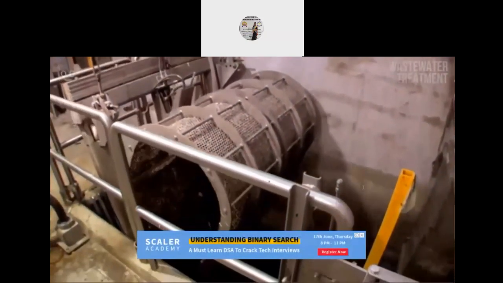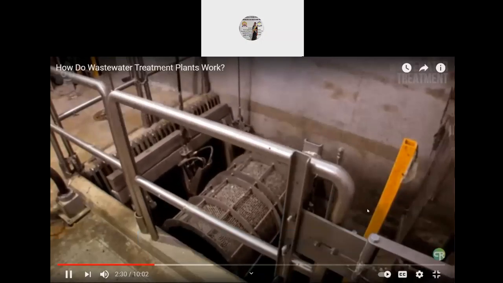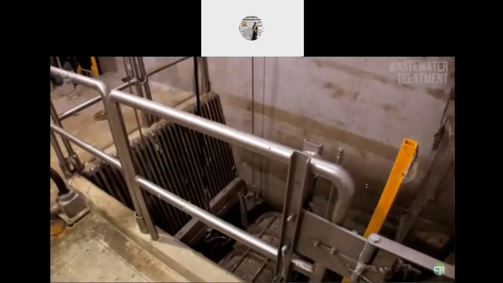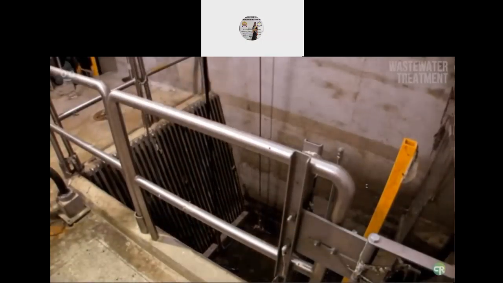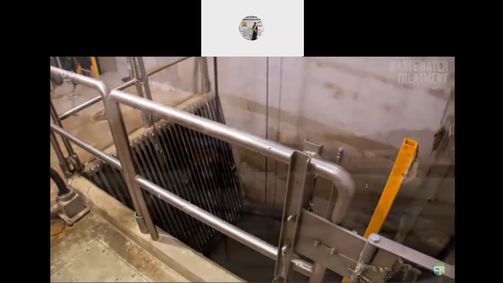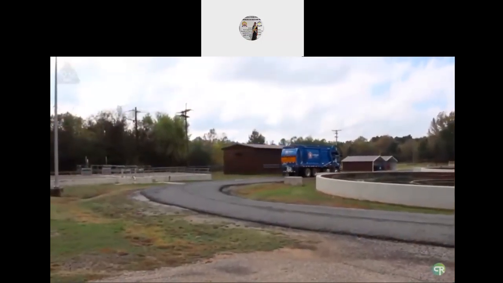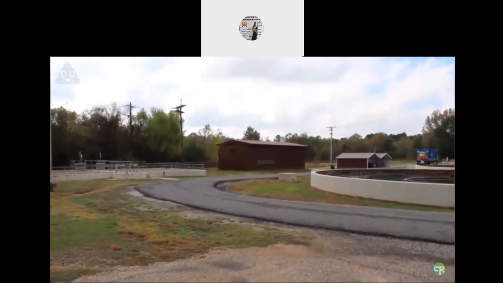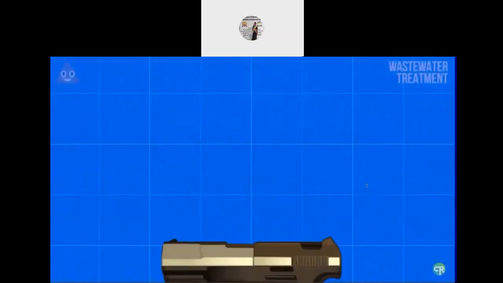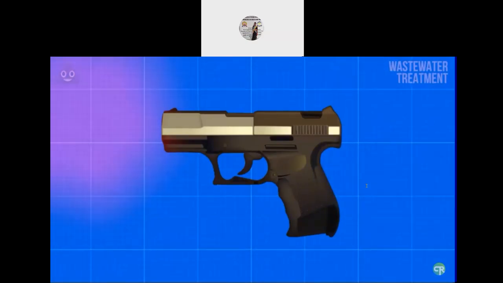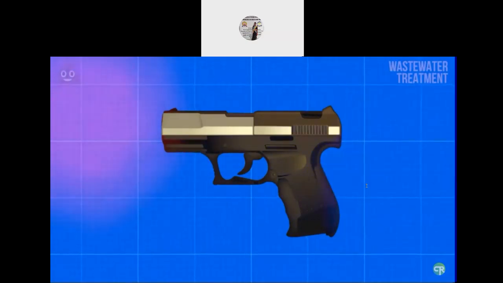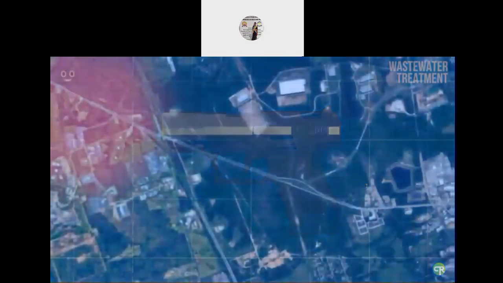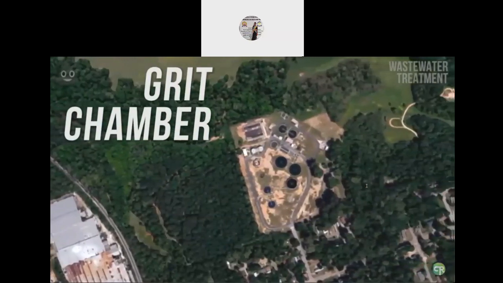Bar screens are typically mechanically raked at certain intervals, depending upon the flow rates of the water treatment plant, although some older plants will still have manual removal processes. Whatever is removed from the bar screens is then sent off to your average landfill or solid waste handling facility. Or, in the case of unusual items, such as guns, they're sent off to the evidence locker in a police station to be investigated. Next up is the grit chamber.